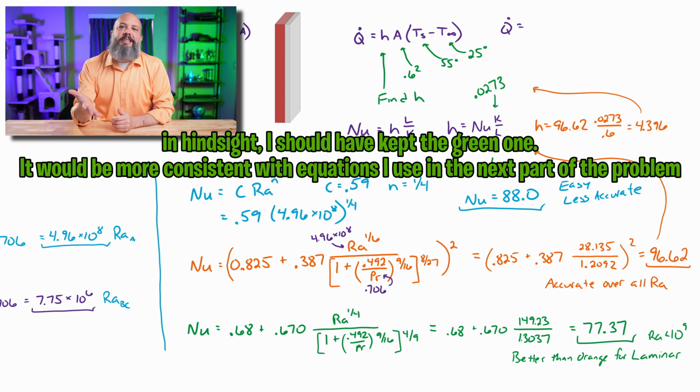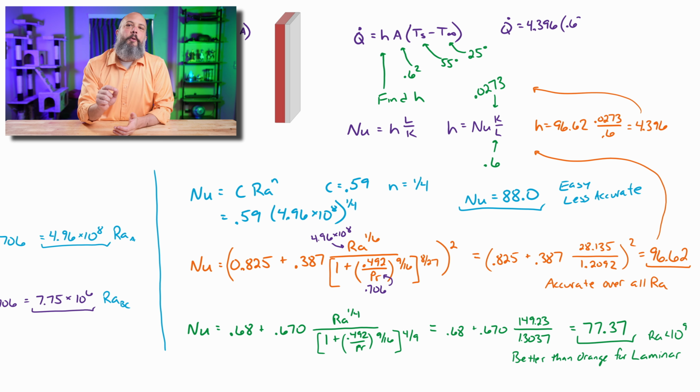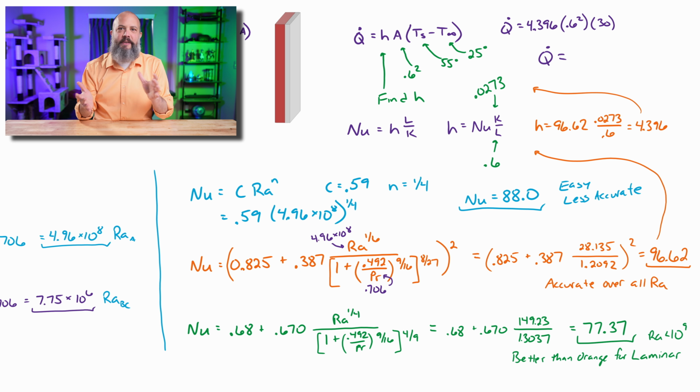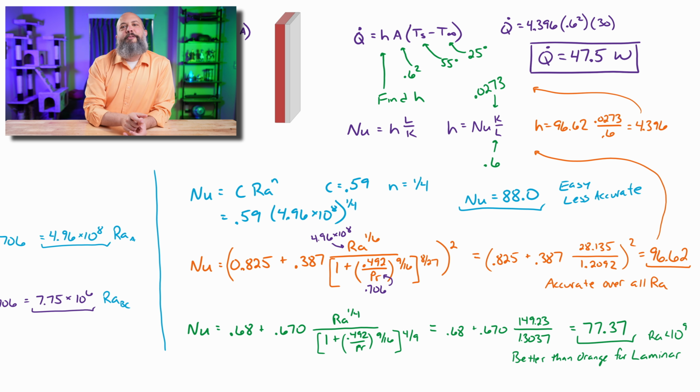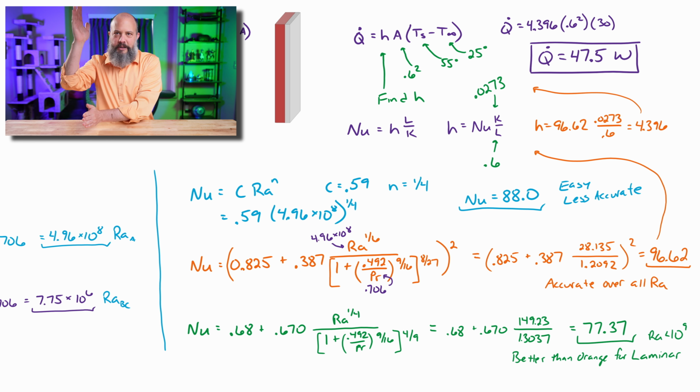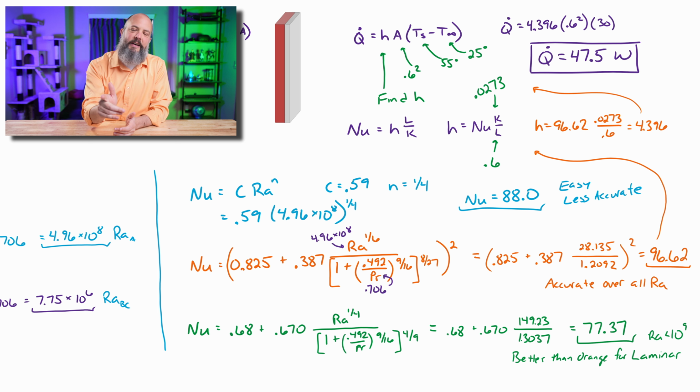So 96.62 times K divided by L gives me an H value of 4.396, which at least is in the realm of expectation for natural convection. You expect natural convection to be small numbers like 2 or 10, right? Forced convection can get way higher than that. Natural convection, 5, something like that. And then plug back into Newton's law of cooling, 47.5 watts. So this is the vertical plate, 47.5 watts emitted by natural convection.